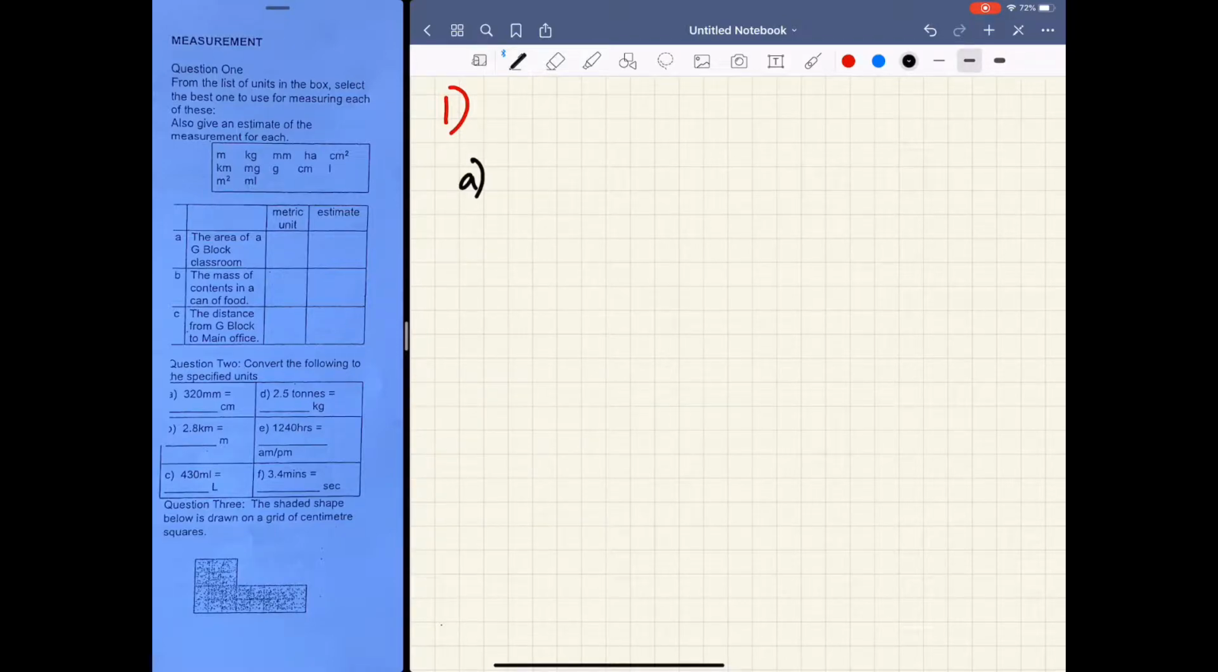Now, I don't know how big G block is, but I do know how big a classroom can be roughly, and the area is generally measured in something squared. But in this case, 1 kilometer is too big for a classroom, and 1 centimeter squared is too small for a classroom. Therefore, it'd most likely be meters squared.